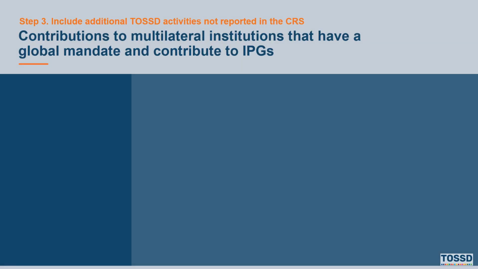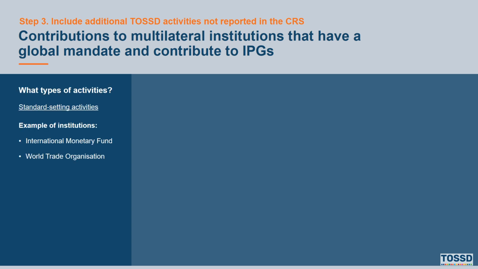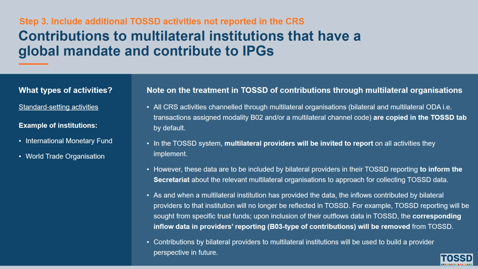Providers can also include additional TOSTI data on their contributions to multilateral institutions that have a global mandate and contribute to international public goods. For example, they could report standard-setting activities or contributions to the International Monetary Fund or to the World Trade Organization. It is important to note the treatment of contributions through multilateral organizations in TOSTI.